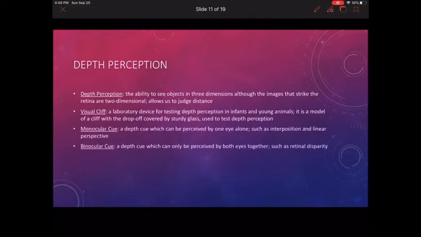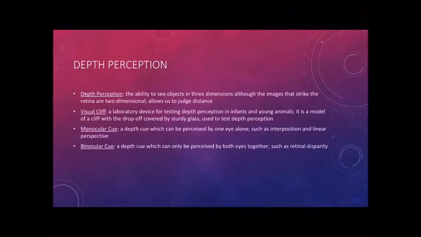Okay, when it comes to monocular and binocular cues, mono means 1, bi means 2, right? So a monocular cue is a depth cue that you can see with just one eye alone, whereas a binocular cue is something that you need both eyes to be able to see depth as a result.